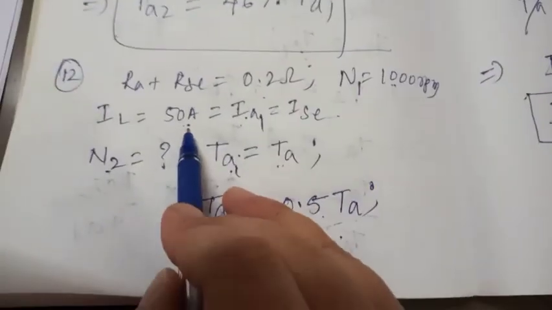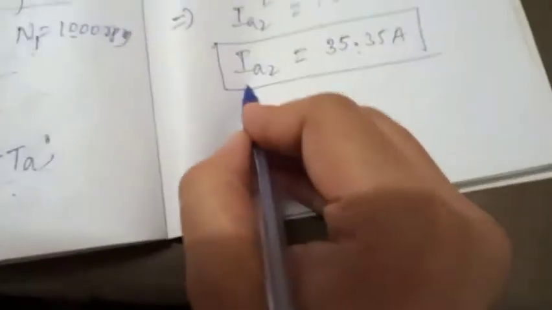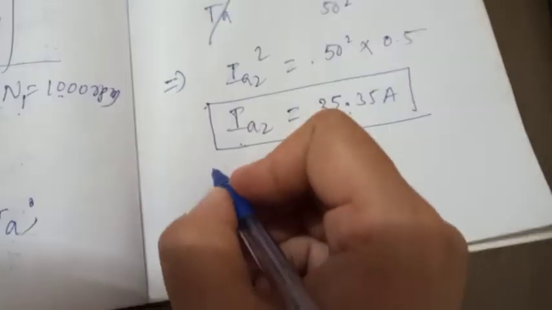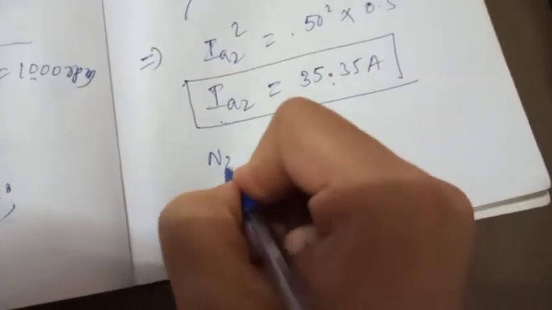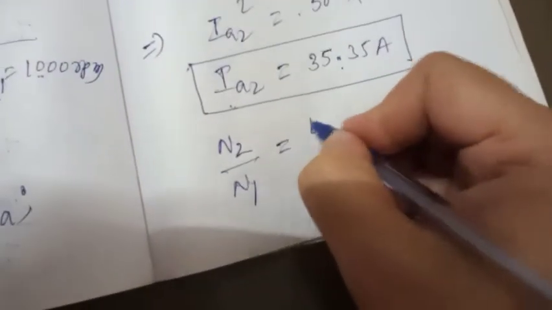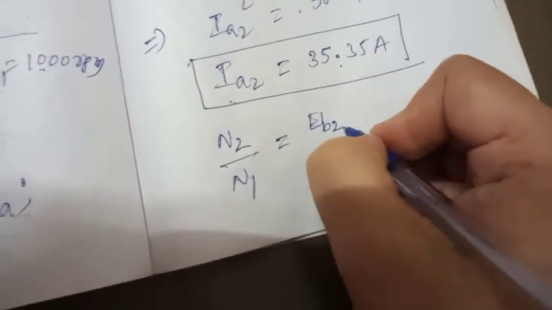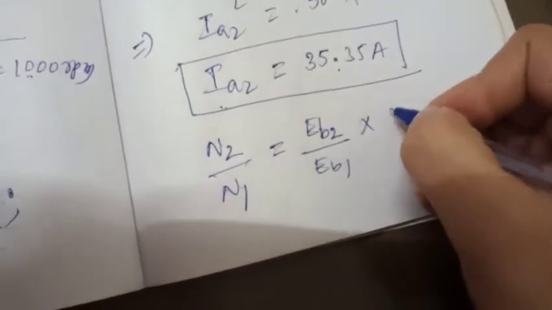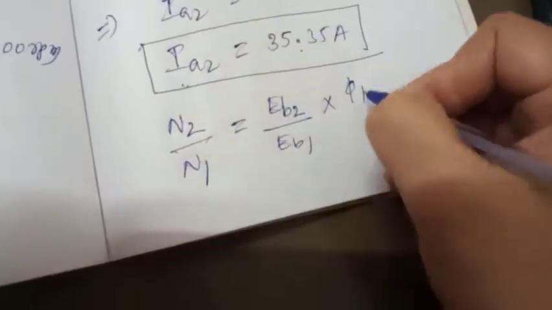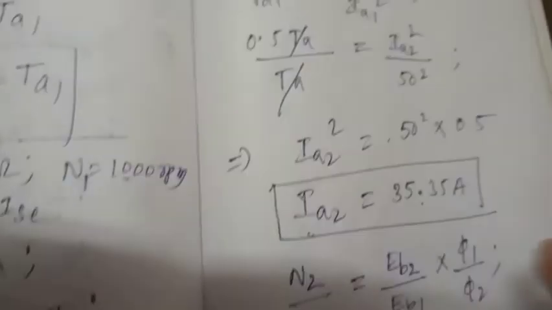Full load amps is 50 amps. Corresponding to this, I have to calculate the new speed N2. For that I have the formula N2 by N1 is equal to EB2 by EB1 into phi1 by phi2, right? So I have to calculate EB2 and EB1.